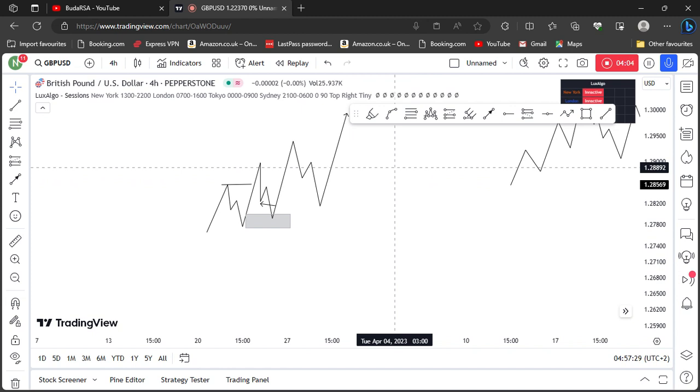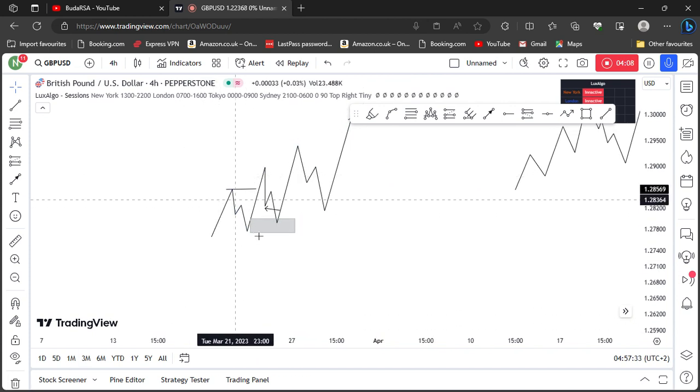So for me, I look at the overall trend, see that we're in an uptrend, and I see this sell liquidity right here. So I'll look for my order block below that liquidity where I can enter my buy trade setup.